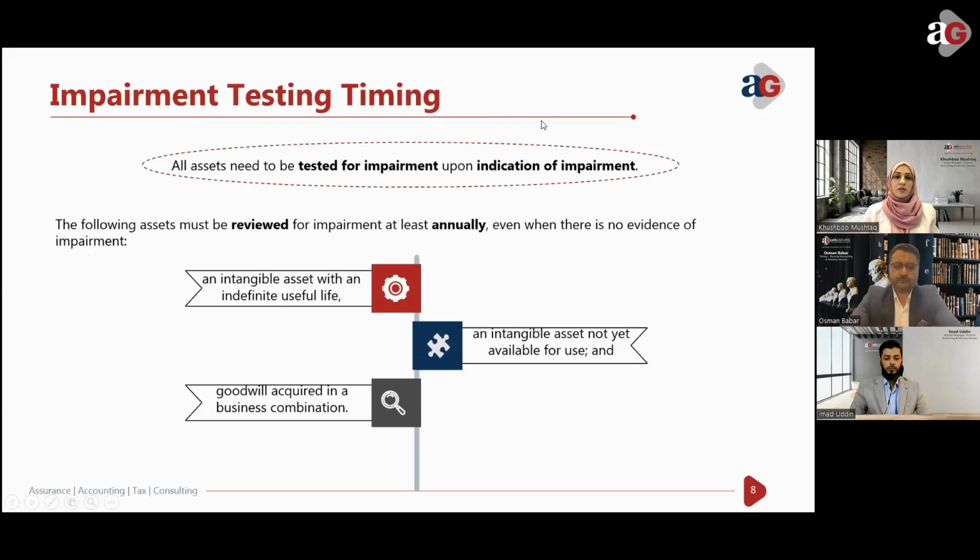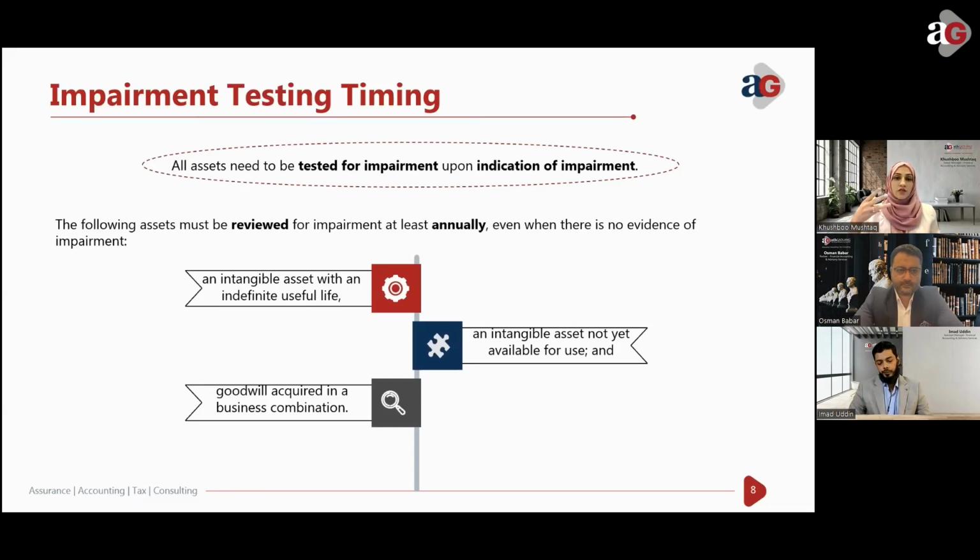What are the timings of impairment testing? It means when do we have to do the impairment test for all the assets that we have discussed initially. So all assets need to be tested for impairment only when there is an indication of impairment. Basically, there are certain indications specified in the standard that once these indications arise, you have to test your assets for impairment. But there is still an exception.